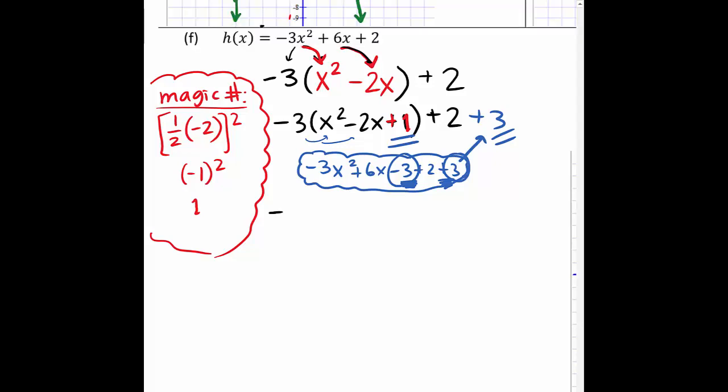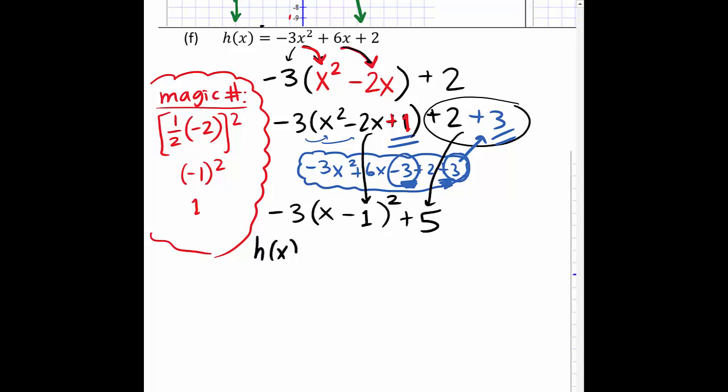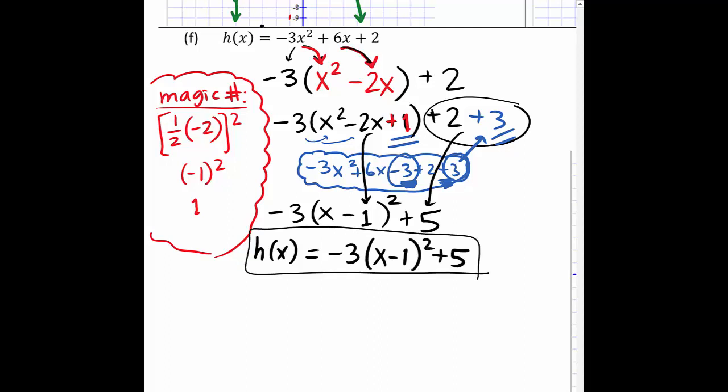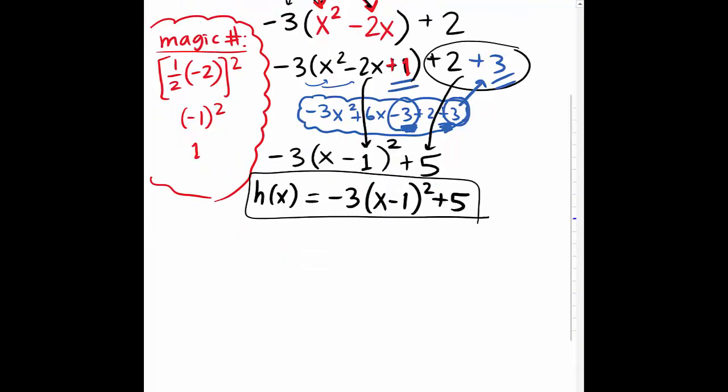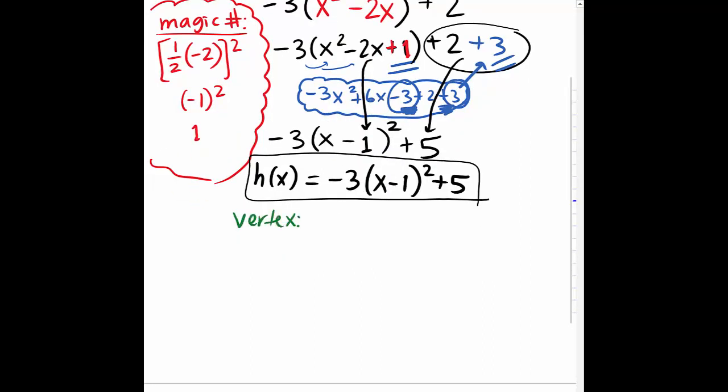And now what's inside the parentheses should factor into a perfect square. x plus something, squared, and the something is half of the coefficient of x. Half of -2 is -1. And then the numbers at the end, 2 and 3, add up to 5. Alright, so that function, h of x, can be written as -3 times x minus 1 squared plus 5. Almost done. Now let's find the vertex. The x value will be this number but opposite sign, so +1. And then this number, same sign, +5.